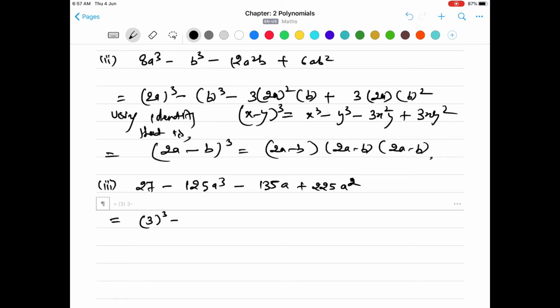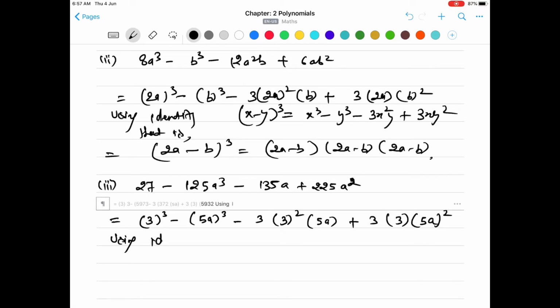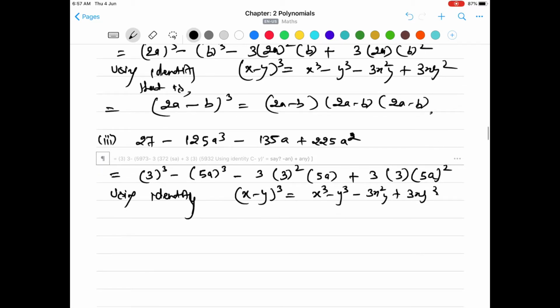minus 125a cube, which can be written as 5a whole cube, then we have minus 3 square into 5a, then plus 3 into 3 into 5a square. So now using the identity, which one will be used here? We will use x minus y whole cube, which is given by x cube minus y cube minus 3x square y plus 3xy square.